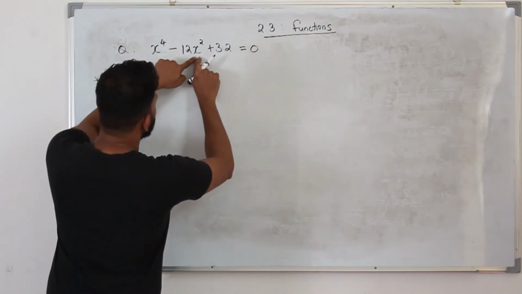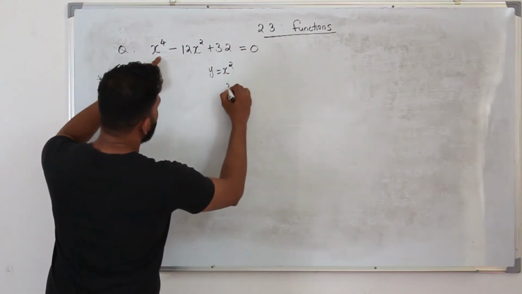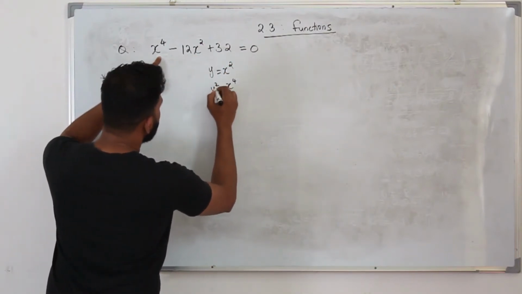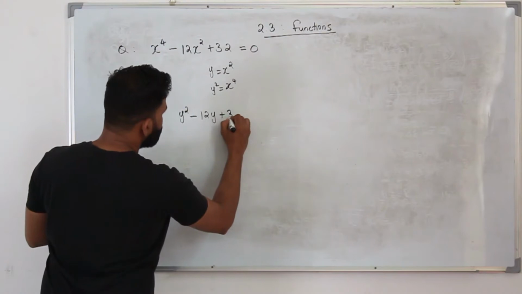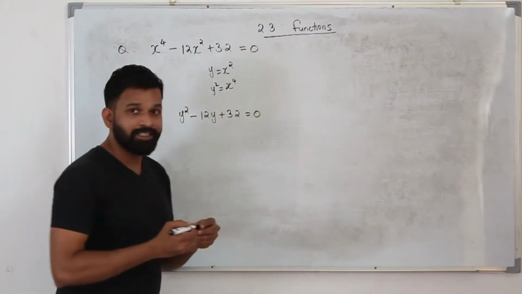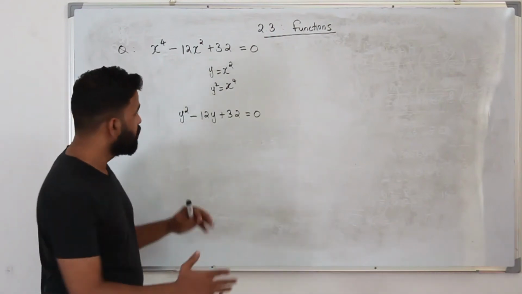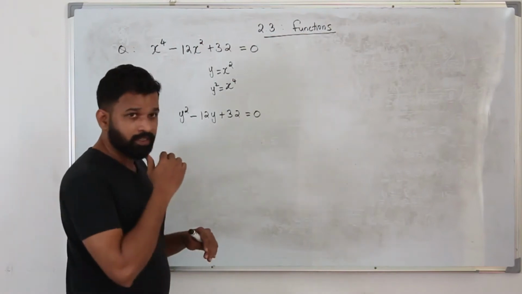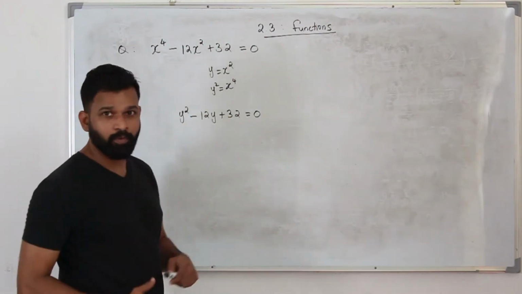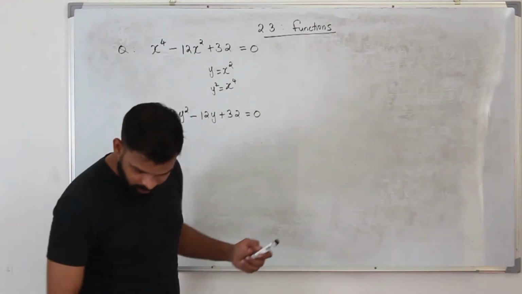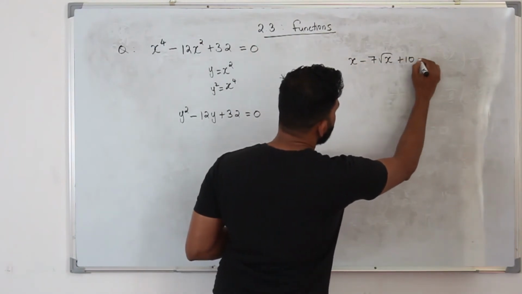If you replace x square by y, your x to the power 4 will be y square. So this will become y square minus 12y plus 32 equals 0, which is a quadratic equation. And you know how to solve this equation, correct? Once you solve this equation, so this is your first step. Always convert the given equation to a quadratic equation. For example, another question. You are given x minus 7 square root of x plus 10 equals 0.